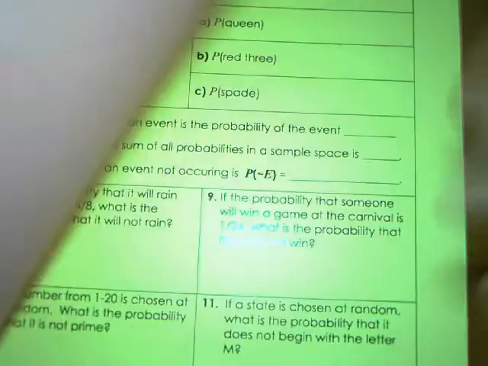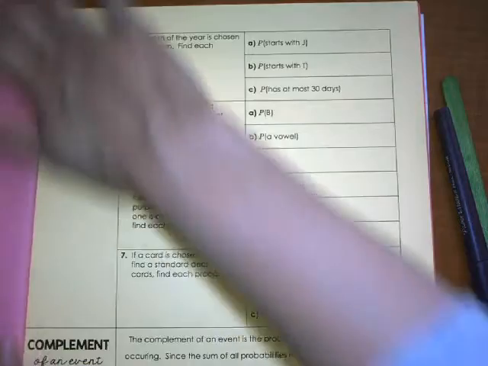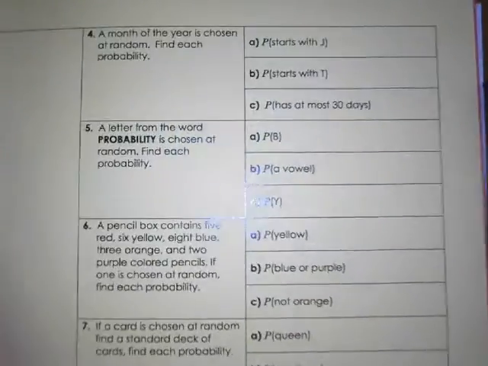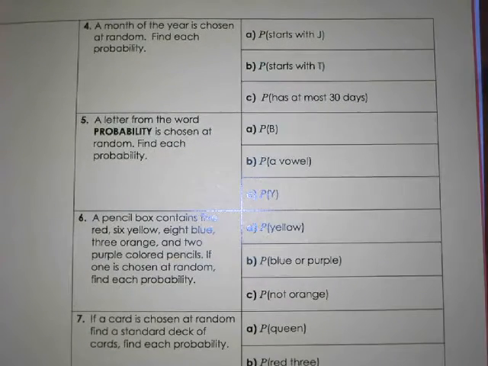Okay, guys, we can now flip to the next page. Okay. So we're going to do number 4. It says a month of the year is chosen at random. Find the probability of each. So with your partner, give me just the fractions for A, B, and C. Please go.